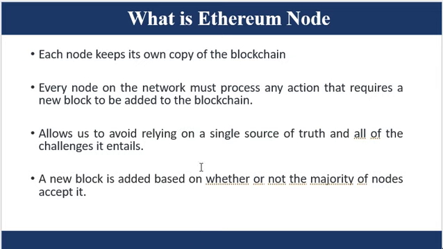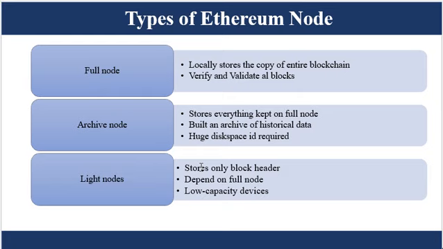Let us now understand what are the different types of Ethereum nodes. Ethereum nodes are a system that operates in a point-to-point network model. There are basically three types of Ethereum node. The first one is a full node. The responsibility of a full node is to verify and validate each and every transaction that takes place inside the network and maintain the state of the blockchain.